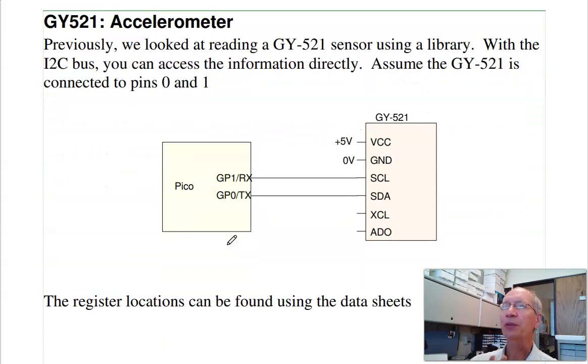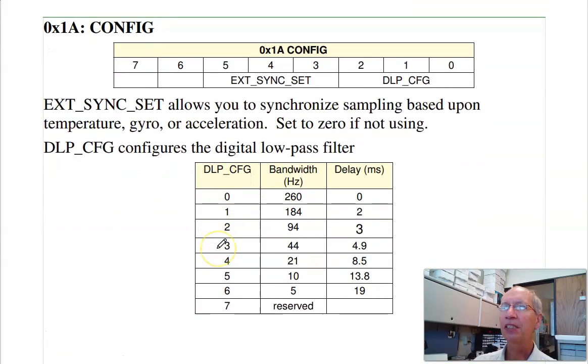Let's do another example. Let's use a GY521 accelerometer connected to a Pi Pico. So again, that's one of the sensors we looked at. Here we're just going to look at it straight from the I2C bus standpoint. The first thing you need to do is connect the sensor to the Pi Pico using an I2C interface. I'm going to use transmit and receive as so.